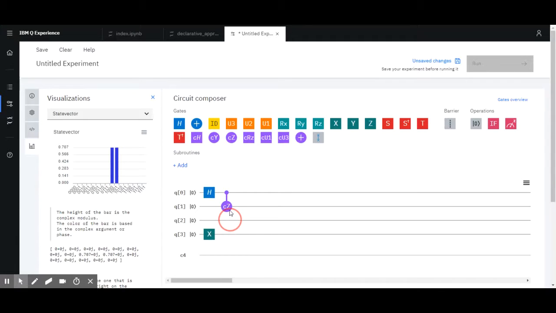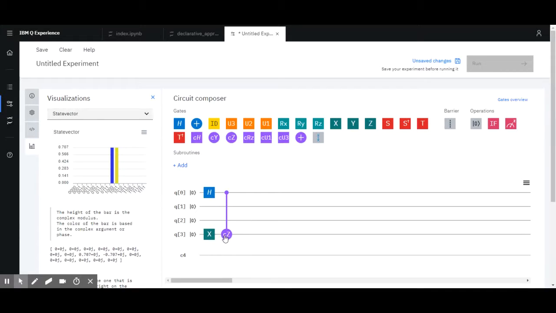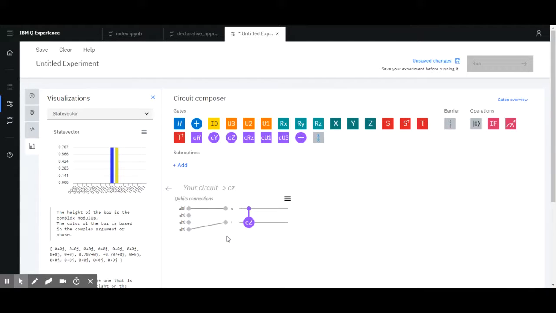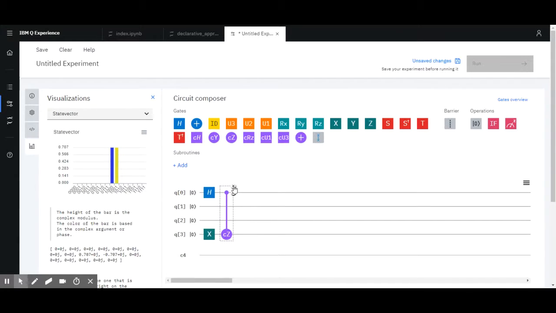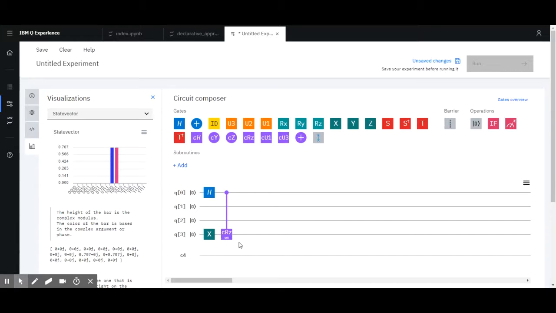like control Z between these and these of, not a conditional rotation in Z, because now I can specify the angle of pi, right? So that's what I want to have. But is it what I want to have?